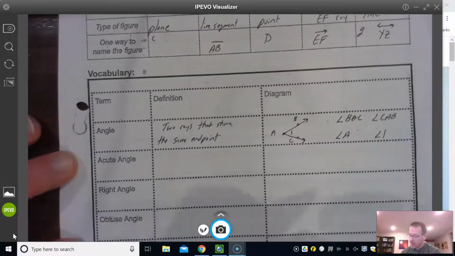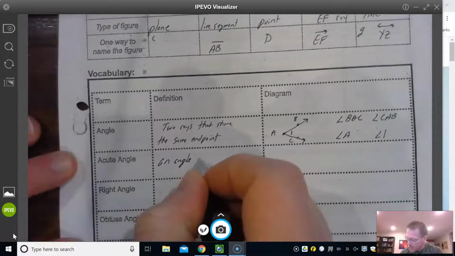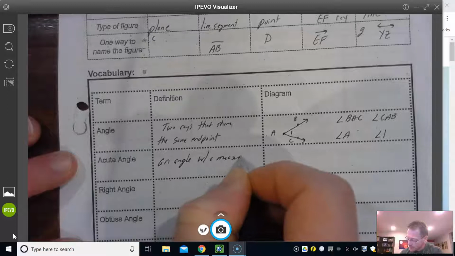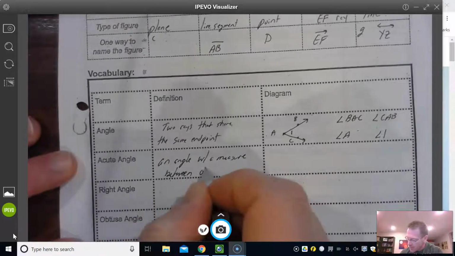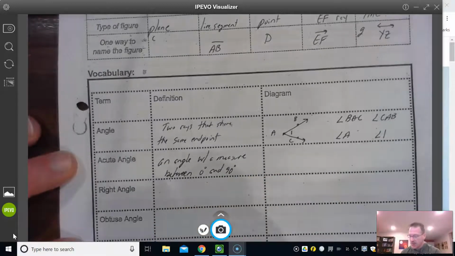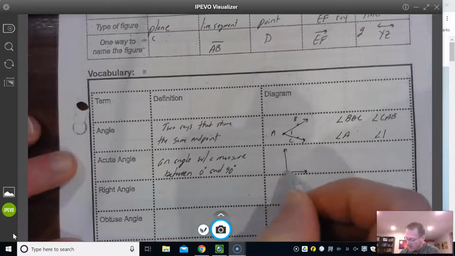Now, an acute angle is an angle with a measure between 0 degrees and 90 degrees. Okay, so if we think about it, we know that a 90-degree angle is like this, correct?